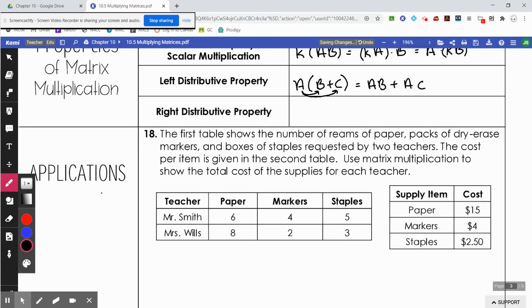And then you have the right distributive property, which is what if the A is on the outside over here? Again, notice order is important. We're going to multiply A times both of these, but we're going to do B times A and C times A. Again, order is important.